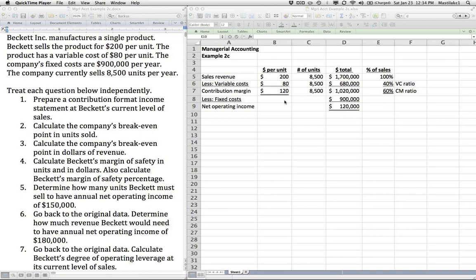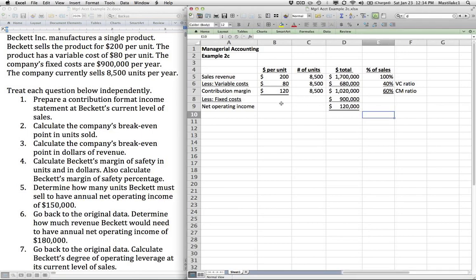Now notice we don't have anything in some of these cells in our contribution format income statement. What I'm going to do is put an NA, or not applicable, in some of these cells, the empty ones. Part of why I'm doing that is because the natural human tendency when we're seeing something like this is to fill stuff in everywhere. So I'm kind of giving myself permission to fill those cells in, but I'm making sure that I don't fill them in with anything that's harmful to my analysis.